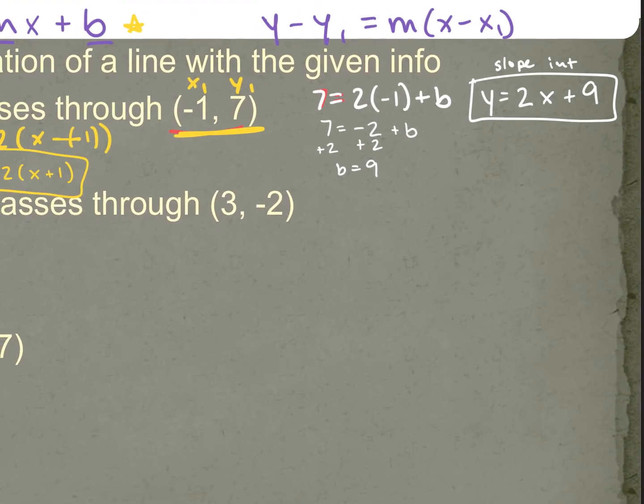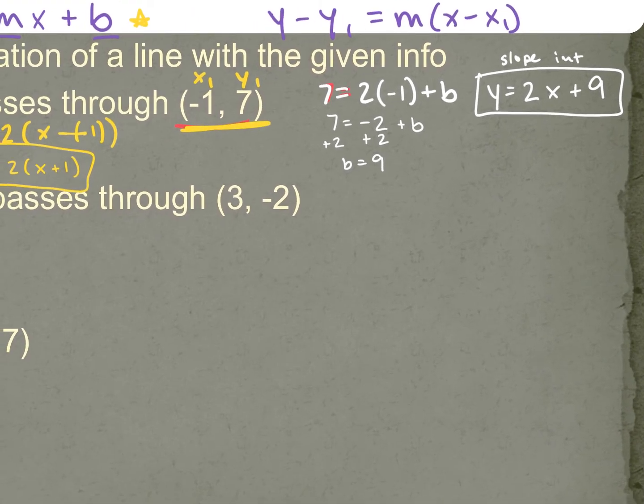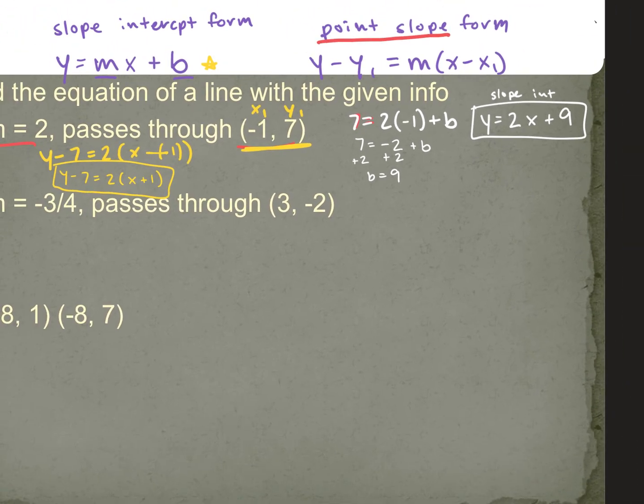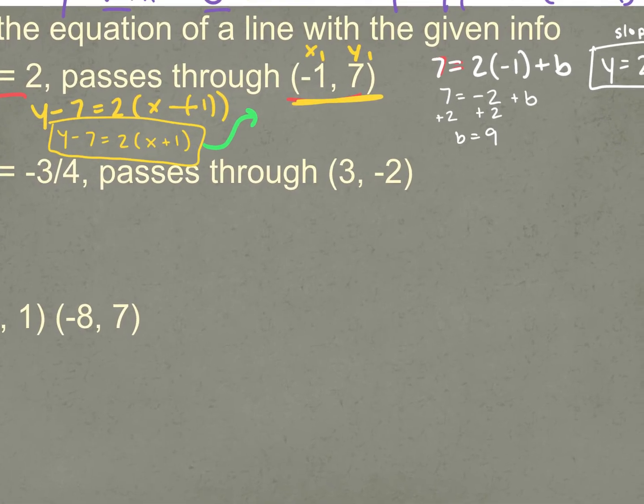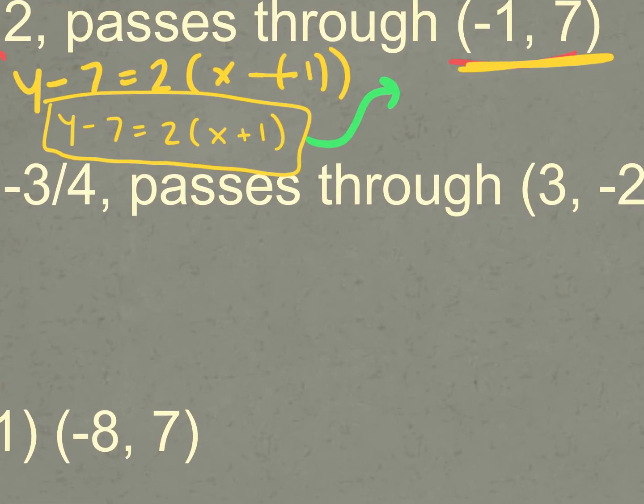Can anybody think of another way to find slope-intercept form? Perfect. I could take the equation that I had in yellow over here, the one that's in point-slope form, and I could rearrange it to be y equals. There's not a lot of space, but we'll make it work. I can distribute the 2. So I have y minus 7 is equal to 2x plus 2.